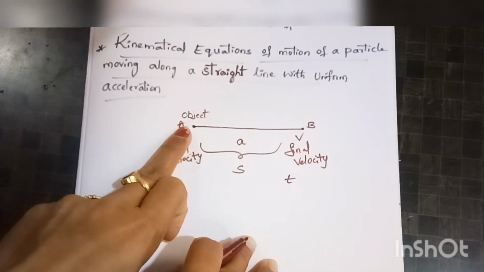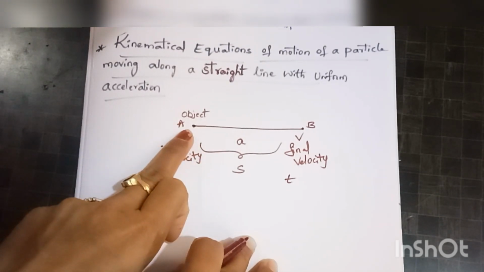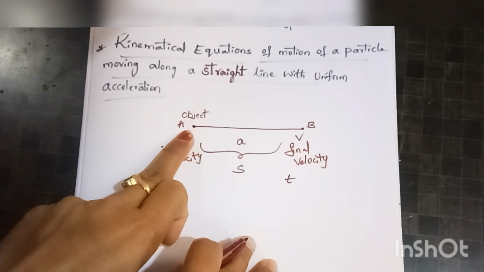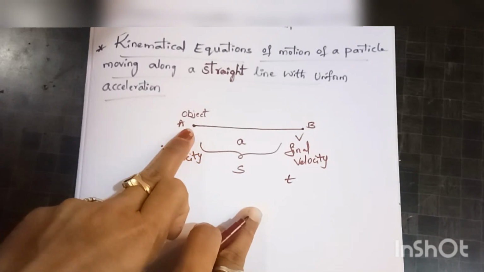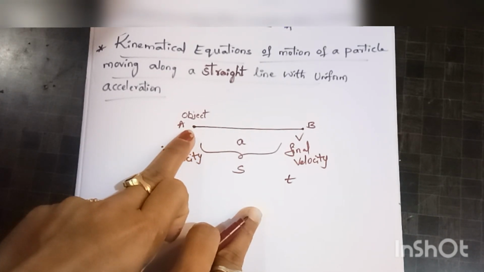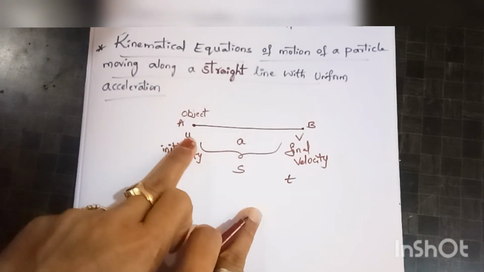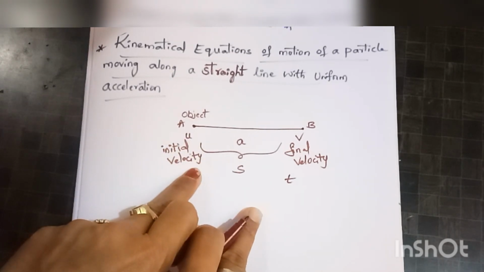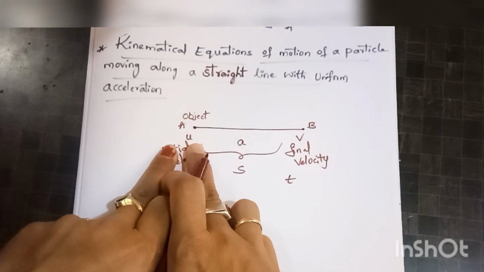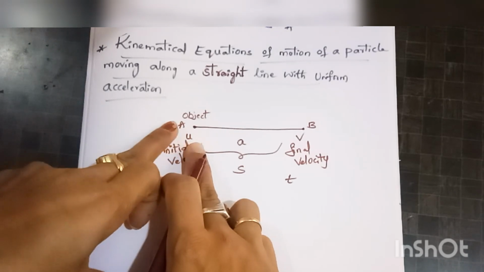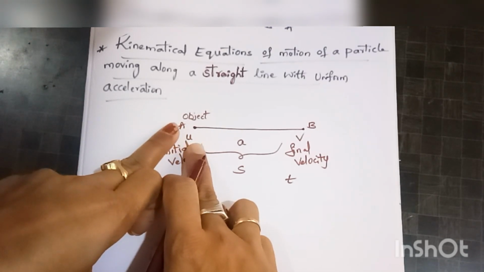Point A is the initial position of the object and point B is the final position of the object. At the initial position, the object starts moving. At the initial position, the velocity of the object is u. That is the initial velocity. So here u is the initial velocity of the object at point A.